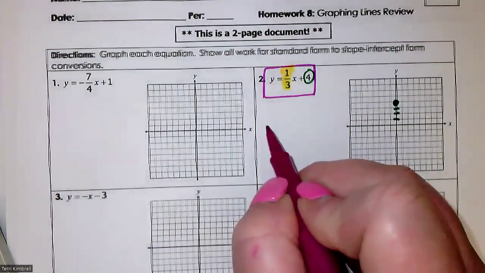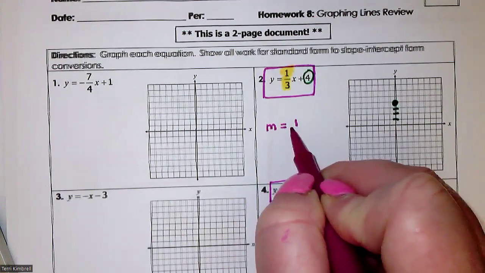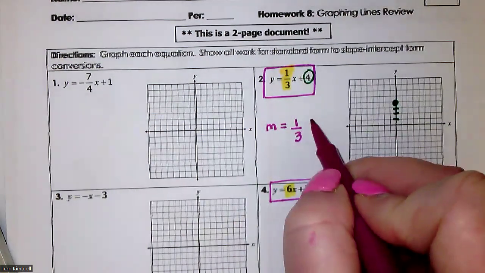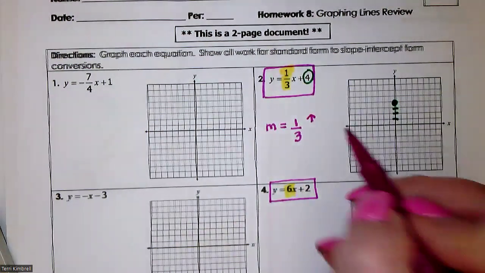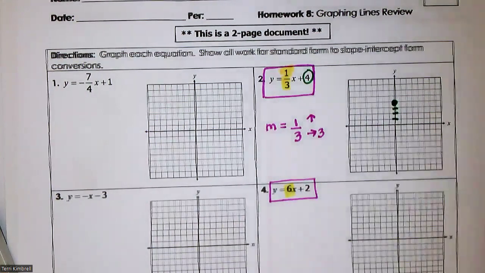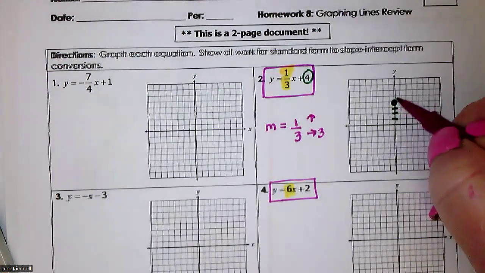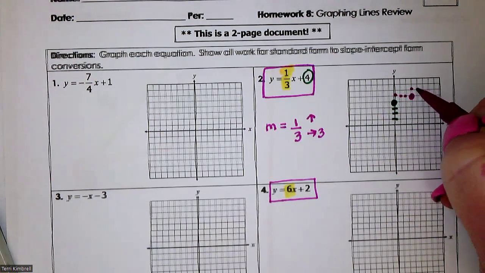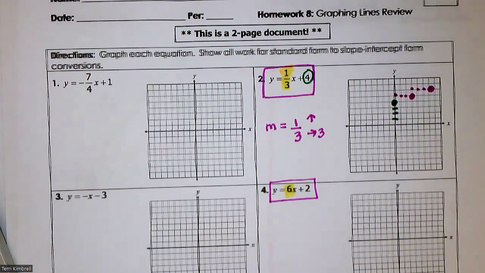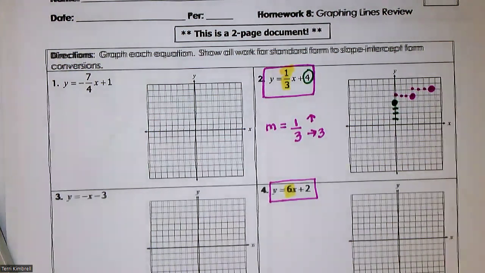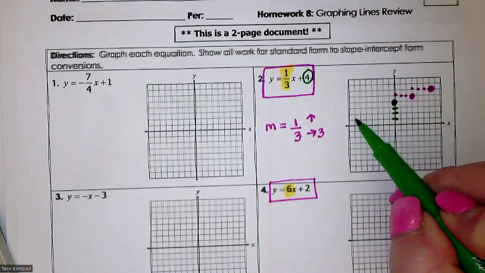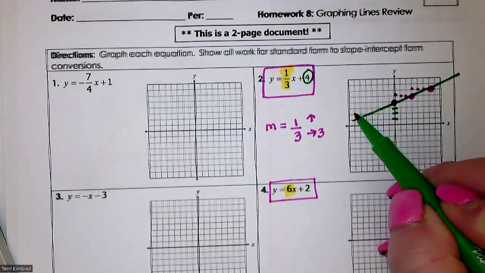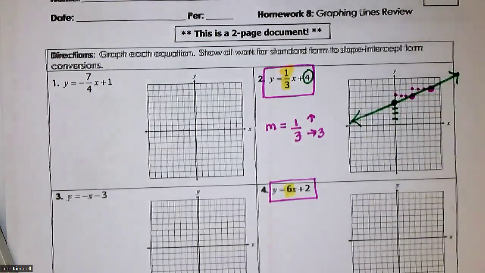Then we're going to use the slope. The slope is telling you how to count. So we're going to go up 1 and right 3. From this point, we're going to go up 1 and right 1, 2, 3. Then we're going to go up 1 and right 1, 2, 3. Notice that those points are going up the hill when you draw the line. So I'm going to draw the line. You might want to get about 3 points and then put your arrows on the line.